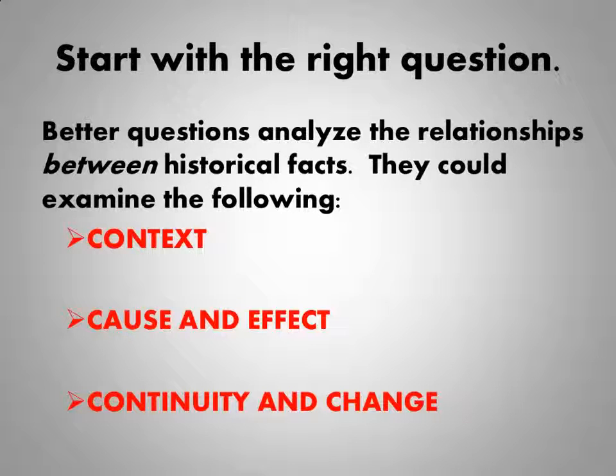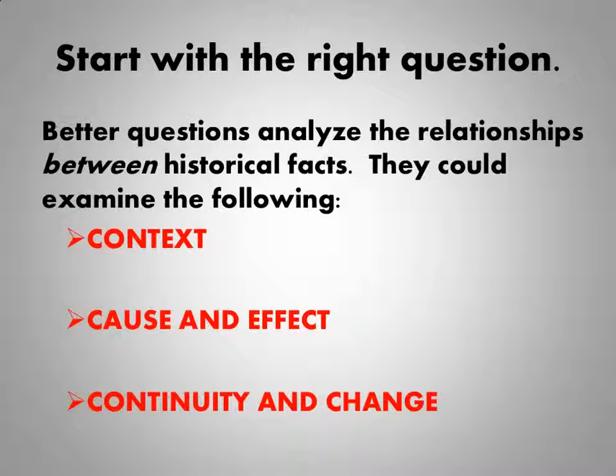Rather than asking these simplistic questions, ask questions that analyze the relationship between historical facts. And they could examine one of the following three areas. First, the historical context. A good question might be, how were the U.S. Declaration of Independence and the Wealth of Nations by Adam Smith, both published in 1776, related? Because you're asking how is the historical context of that year informing both these documents? How are these documents perhaps informing the historical context? Nothing happens in a vacuum.